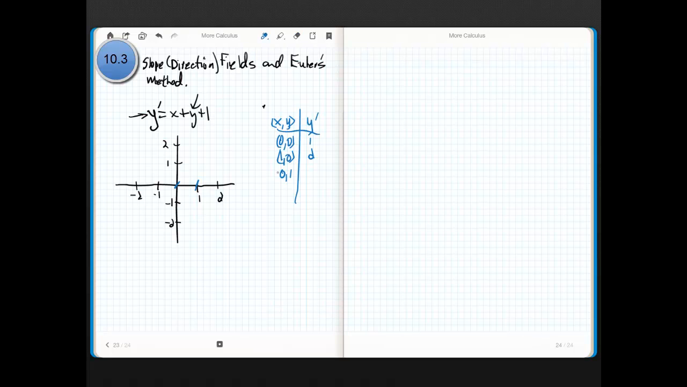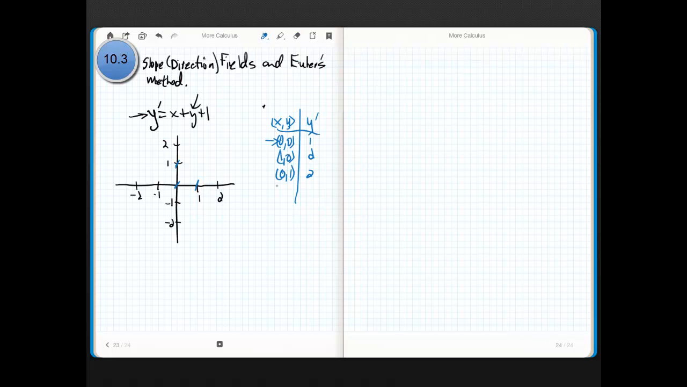If I stick 0, 1 in, let's see what happens. You just stick in, wherever you see an x, a 0, and wherever you see a y, a 1. So I get 2. At 0, 1, I end up with the same slope of 2.